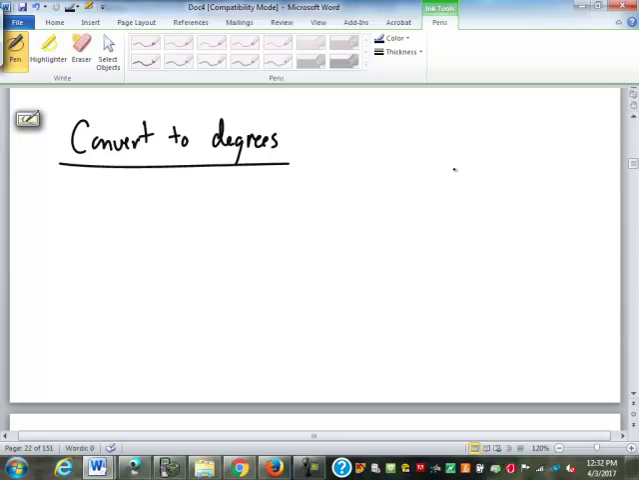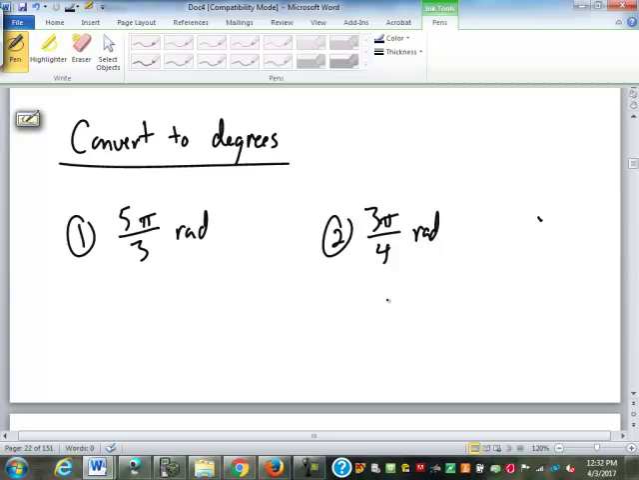Next, I want to review converting to degrees. If I give you 5 pi over 3 radians, or if I give you 3 pi over 4 radians, can you convert those to degrees? I'll give you a minute to convert those.